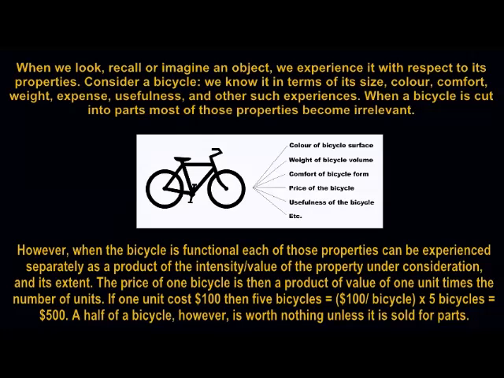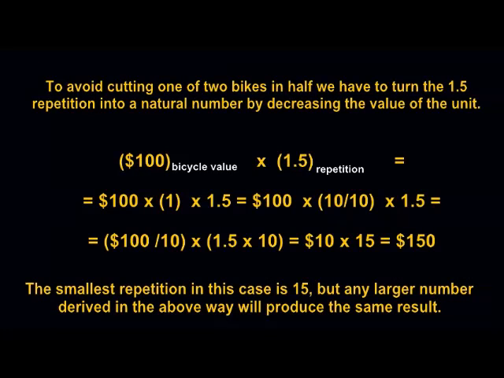The price of one bicycle is then a product of value of 1 unit times the number of units. If 1 unit costs $100, then 5 bicycles would cost $500. A half of a bicycle, however, is worth nothing unless it is sold for parts. To avoid cutting one of 2 bikes in half, we have to turn the 1.5 repetition into a natural number by decreasing the value of the unit.